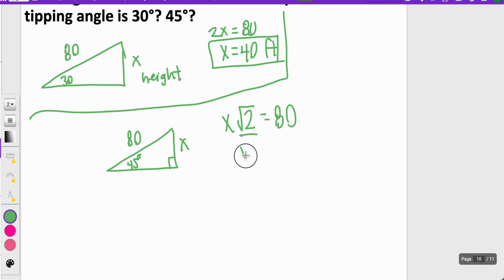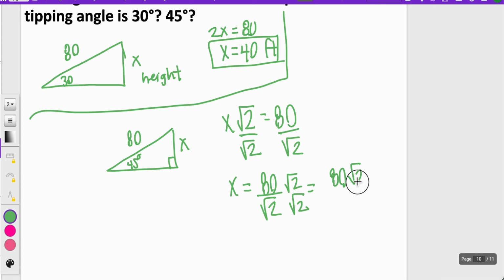I'm going to divide both sides by square root 2. So I get x is equal to 80 over square root 2. But since this is an irrational number on the bottom, I'm going to multiply both bottom and top by square root 2. So I'm going to have 80 square root 2 over square root 2 times square root 2, which is just going to be 2. Okay? Then I can look at 80 and 2, and those can be simplified one more time. Get 40 square root 2 feet. Okay?